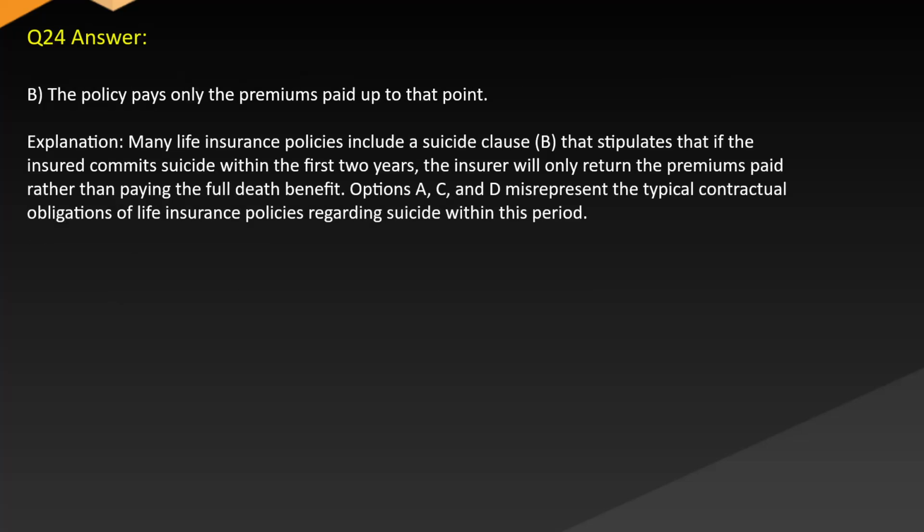Answer: B. The policy pays only the premiums paid up to that point. Explanation: many life insurance policies include a suicide clause, B, that stipulates that if the insured commits suicide within the first 2 years, the insurer will only return the premiums paid rather than paying the full death benefit. Options A, C, and D misrepresent the typical contractual obligations of life insurance policies regarding suicide within this period.